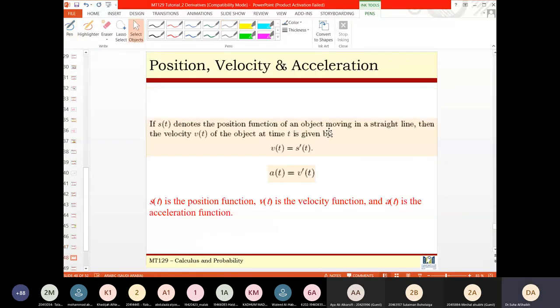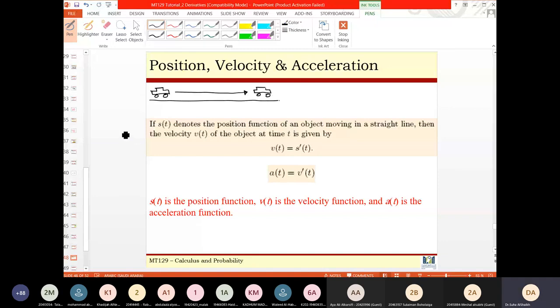Now, a new concept, a new application, we can say, where we use the derivative. Imagine that you have a moving particle. You have something that is moving. Derivative is used in physics actually, and this is what we are working with now. Imagine that you are having a moving car. It moves from this point to this point.